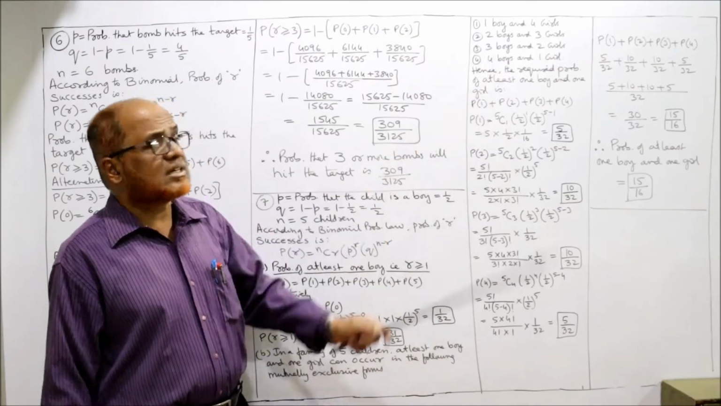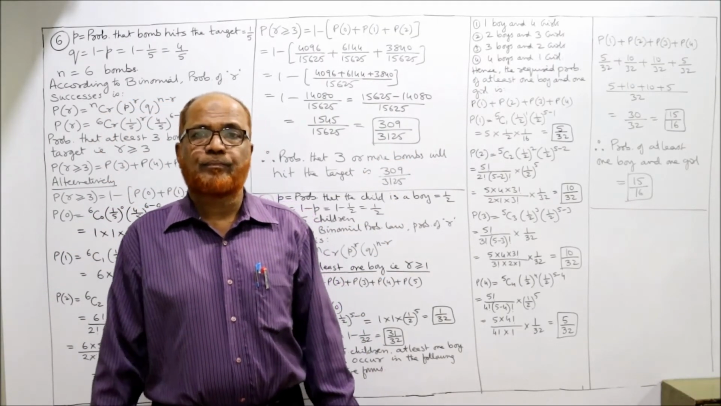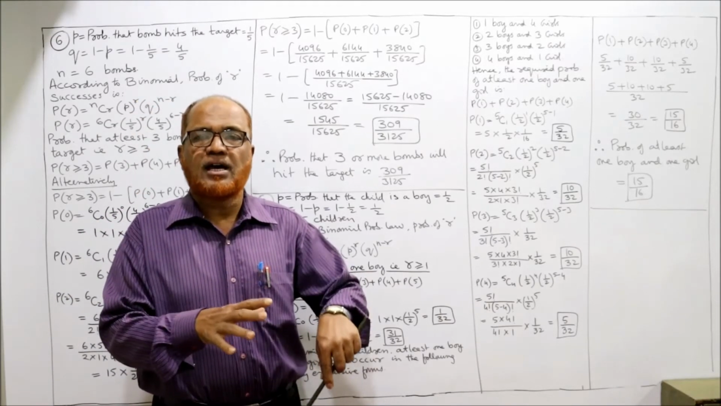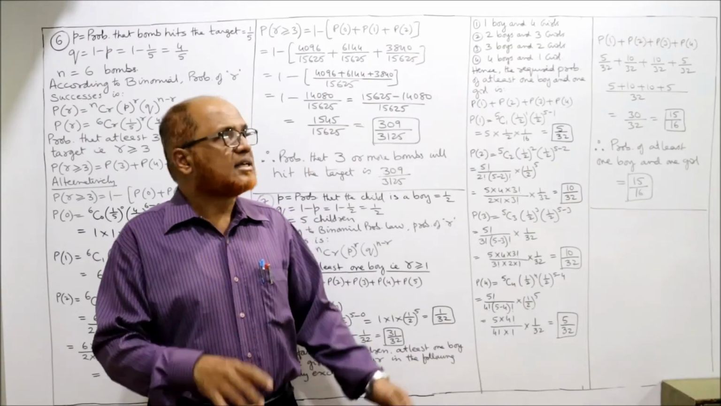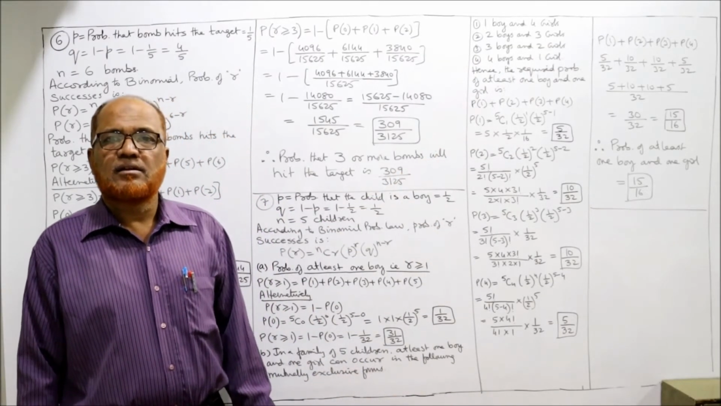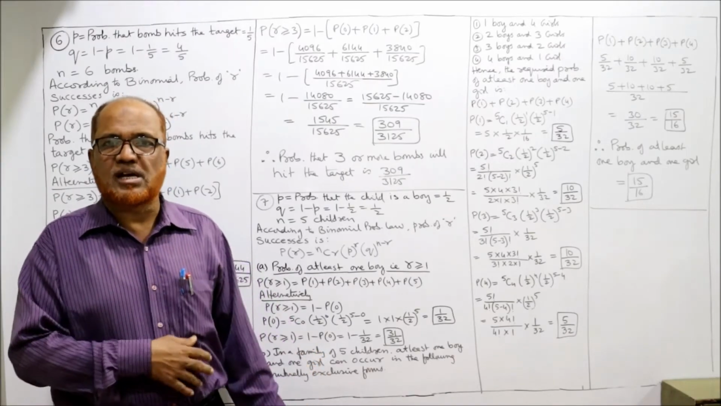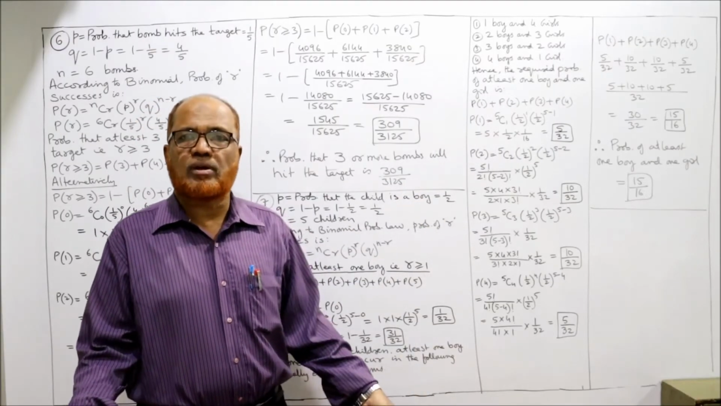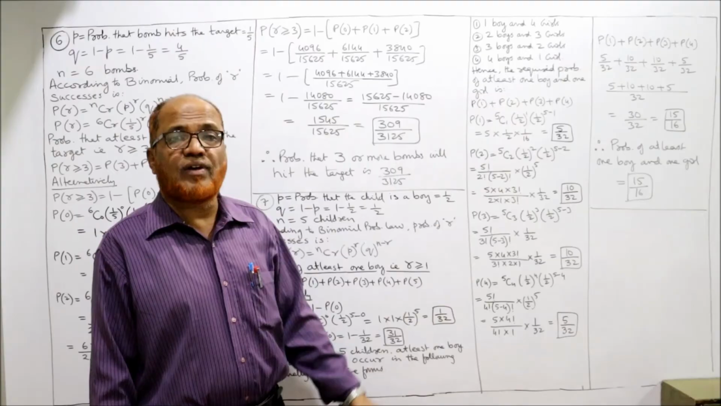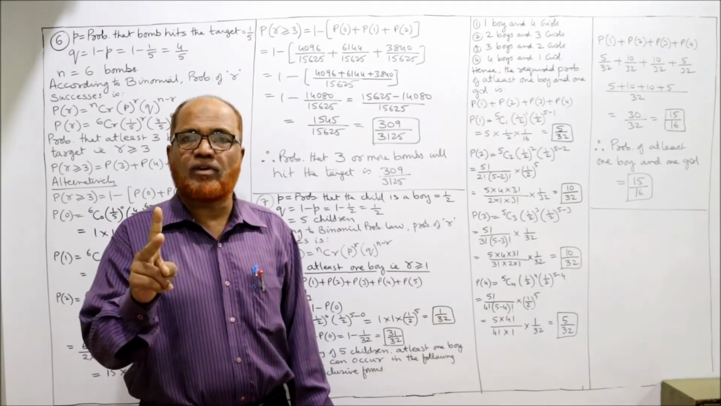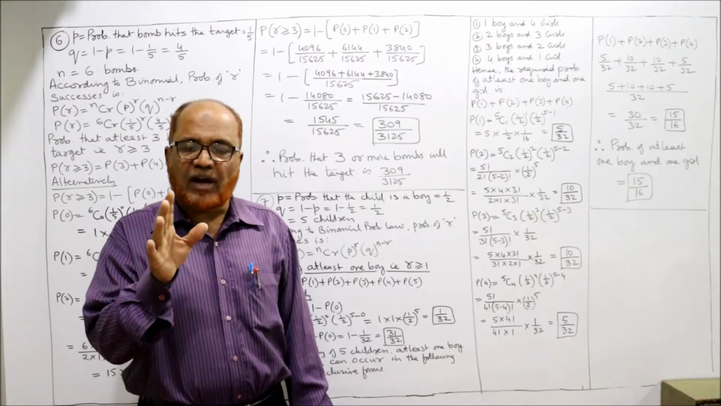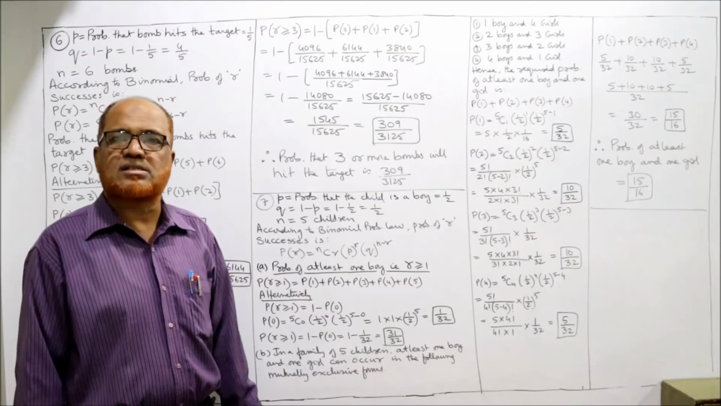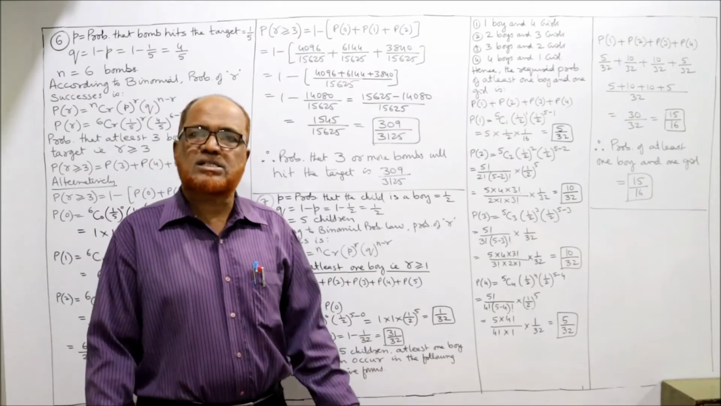What are the cases? First case, 1 boy and 4 girls. In a family of 5 children, this may happen, and at least 1 boy and 1 girl is definitely there. Secondly, 2 boys and 3 girls. At least 1 boy and 1 girl is there. Third, 3 boys and 2 girls. Again, at least 1 boy and 1 girl. And 4 boys and 1 girl. So the probability of at least 1 boy and 1 girl can occur in any of these 4 cases, and all 4 cases are mutually exclusive.